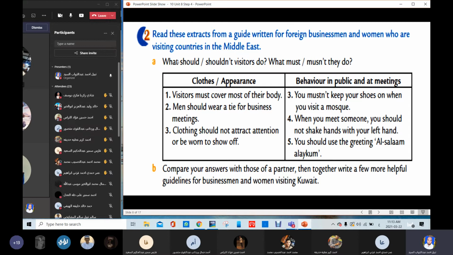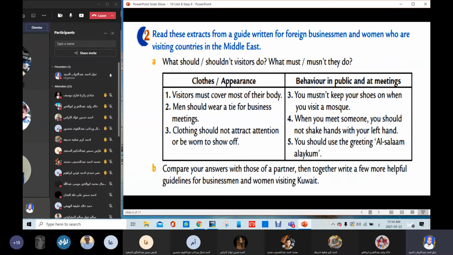Khalid, Walid. What should visitors do? They must cover most of their body. Yes, they must. They must cover their body. Yes, thank you. Okay, Shadi.